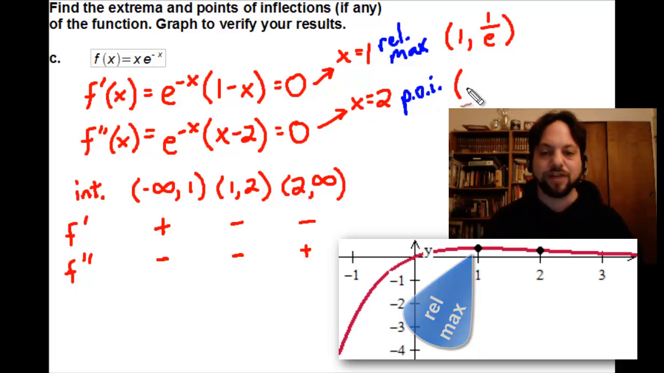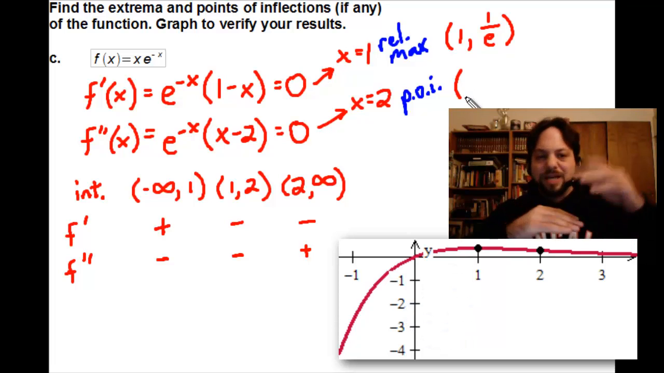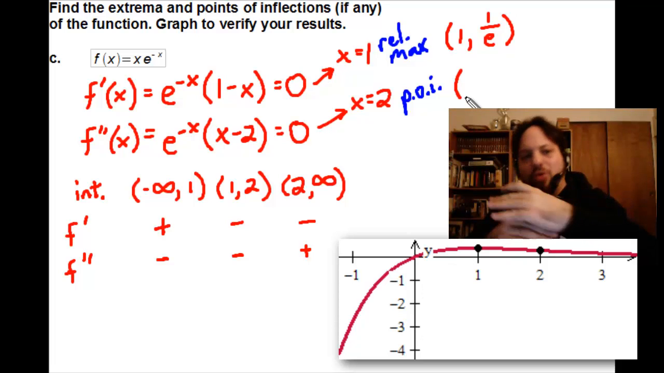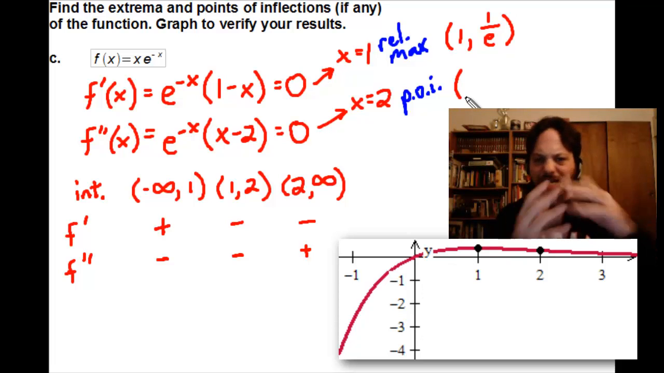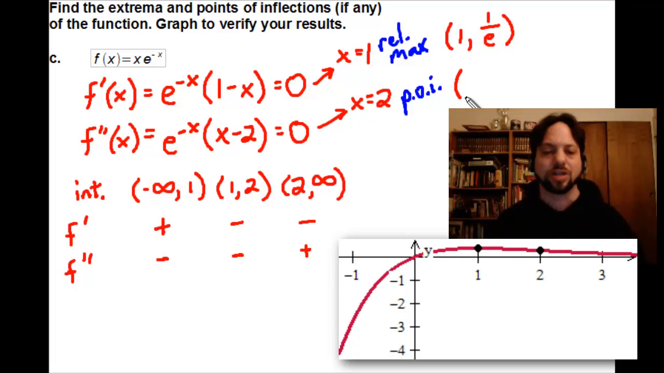As far as the point of inflection, it's really, really hard to tell the point of inflection on this graph because it has that horizontal asymptote, and it approaches it in just such a way that it's really, really hard to see that the inflection changes.